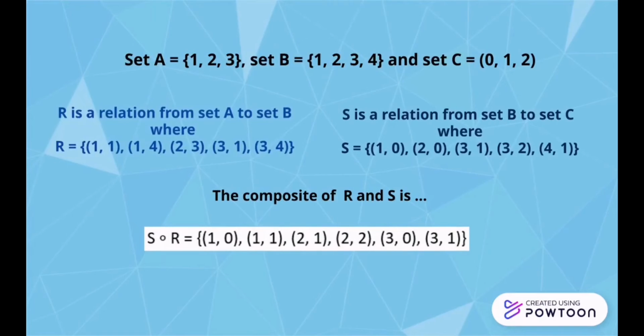1 is mapped to 1. Then we find the ordered pairs in relation S which have 1 as its first element. In set S, 1 is mapped to 0. We can say that 1 from R is mapped to 0 in S. To get the answer, we repeat this process for all the ordered pairs in R.